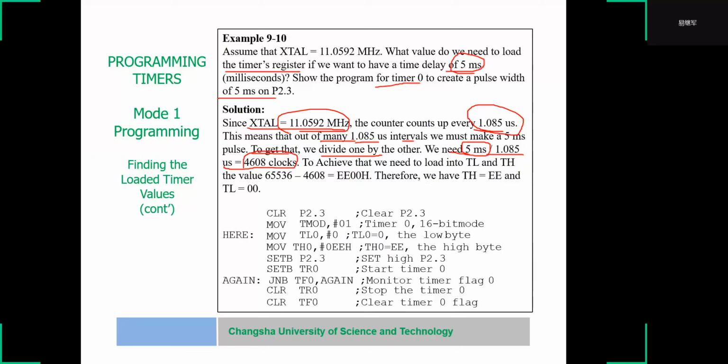To achieve that, we need to load TL and TH. So we execute this subtraction, convert the result to hex, and divide it into the high byte and the low byte. This example shows us how to get the loaded value.